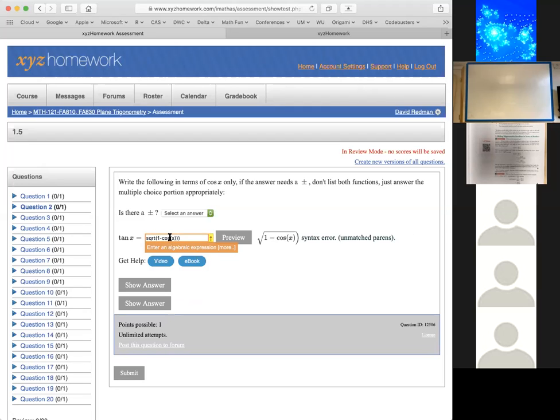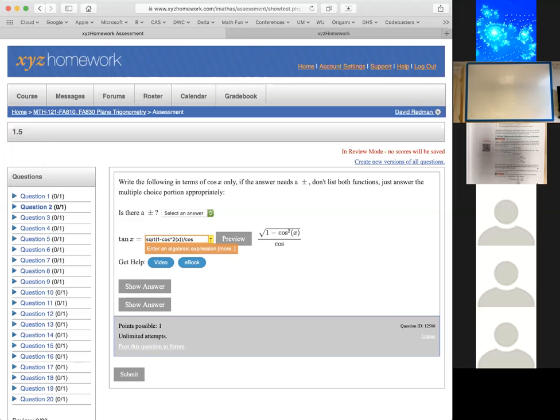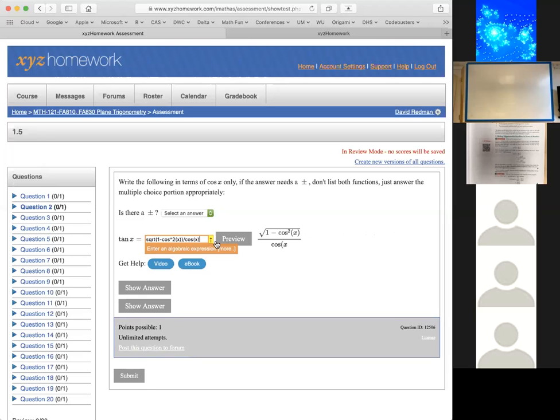And I better square cosine. Notice the answer is trying to help me tell me what I wrote next to it. Okay, so this is what I wrote. They say error unbalanced parentheses. I must have too many parentheses on this side. Okay, I got rid of it. Now I'm going to divide that by cosine x. And I'm going to decide, do I need a plus or minus?